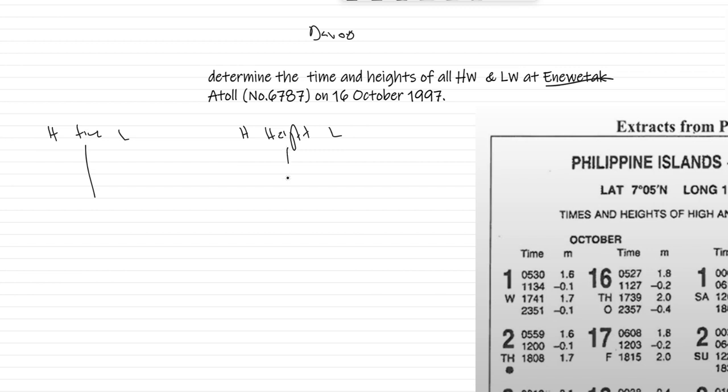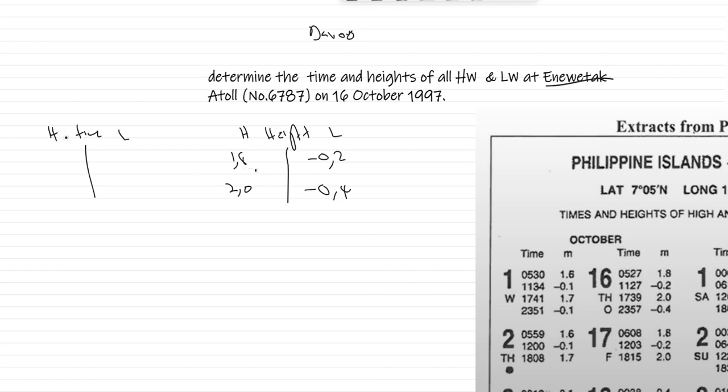We're just going to divide our workspace like this. For the height of the tide on 16, it was 1.8. The next high was 2.0, all in meters. Then the low was negative. The first low was negative 0.2. The next low was negative 0.4. So now we have the heights.